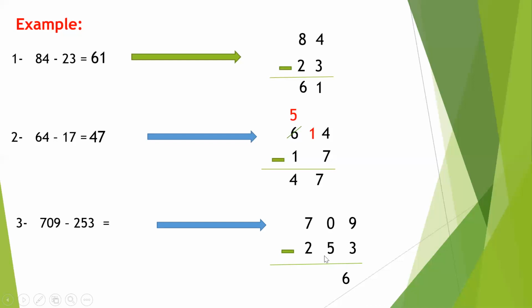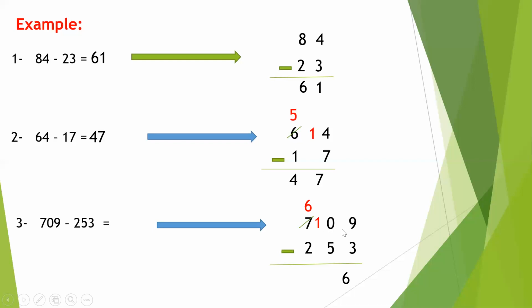Now, what about this? 0 minus 5. Can I take 5 from 0? No, I can't. So what do I have to do here? Yes, I have to borrow. I will borrow from the number beside 0. I will take just 1 from this 7. It will be 6. And I will take this 1 and put it next to the 0. So it will be 10.